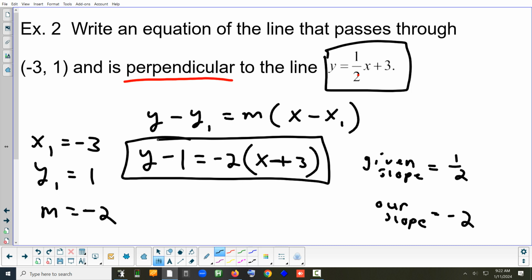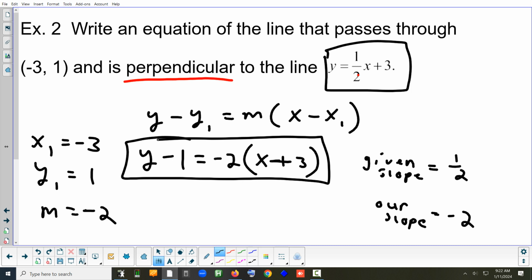And it didn't say whether you needed point slope or slope intercept, so we'll just do this one in point slope. And then the next one I'll have you guys do the next step to distribute it and change it to slope intercept. All right. So any question on that one?